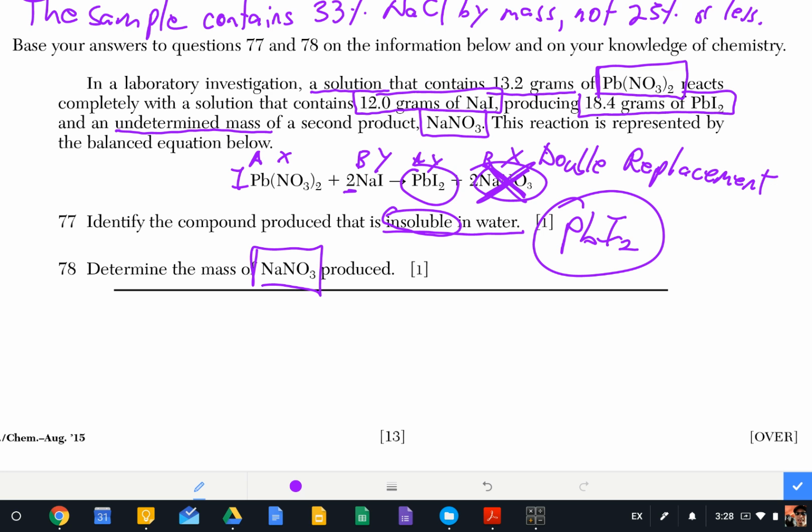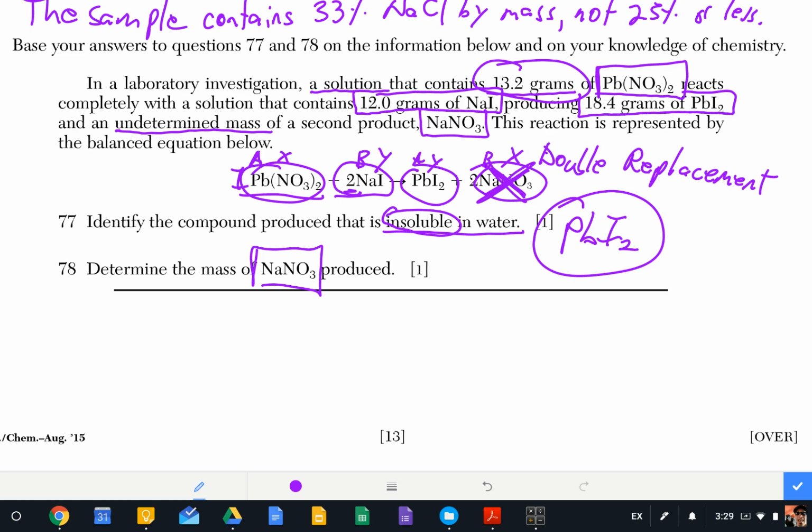So in order to answer this, we're going to have to use the balanced equation, but it shouldn't be a big deal. So they want us to determine the mass of sodium nitrate produced. Here's the deal. We can choose either one of these reactants, the lead nitrate or the sodium iodide. We could choose the mass of either one of those that was used at the beginning to calculate this. I'll just choose the sodium iodide, NaI.